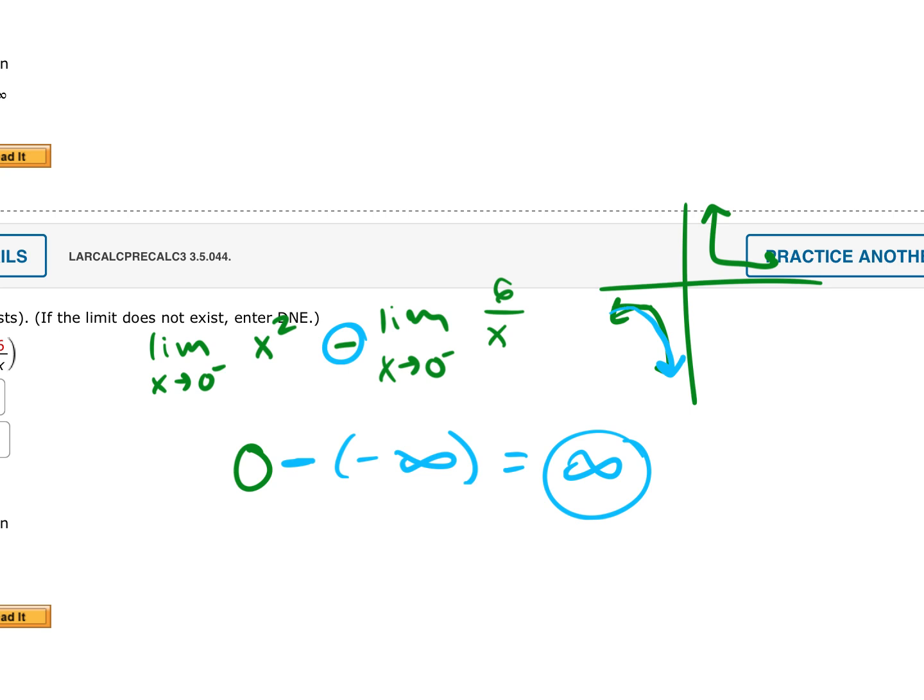So if you've got multiple things going on, you can split it up and find the limit separately. Any questions here? So if you said plus the limit as x approaches 0 from the negative direction of negative 6 over x, it would flip your graph. So just make sure you remember to flip it. So from the negative direction, our x now goes to positive infinity.